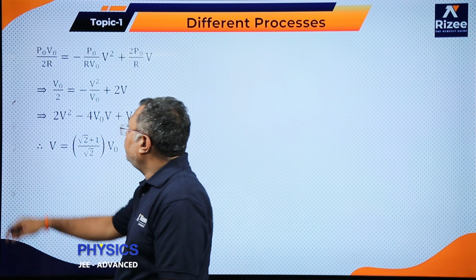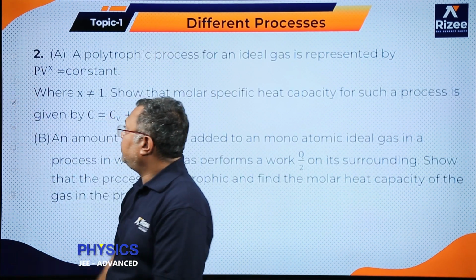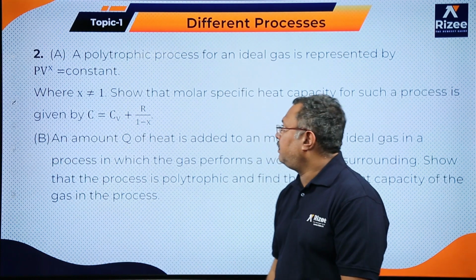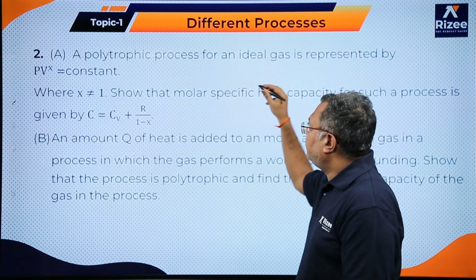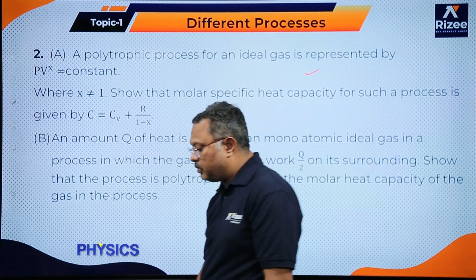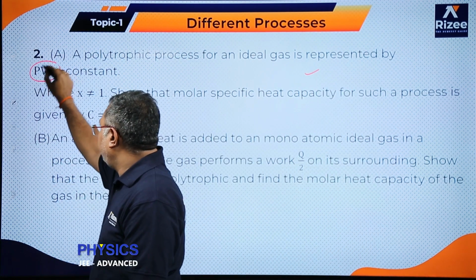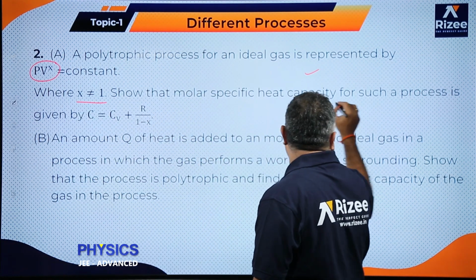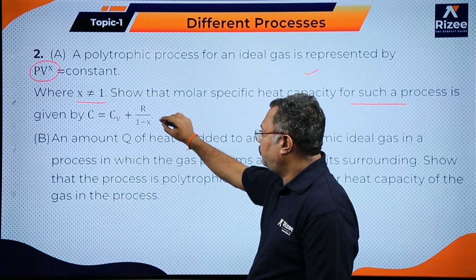Now coming to the next question, where we are going to derive the relationship of the polytropic process, that is PV^x = constant. In the first equation they have represented it by some equation. He has given the relationship between the pressure and volume, PV^x, where x is not equal to 1. Show that the molar specific heat is going to be this one. This we need to prove here.